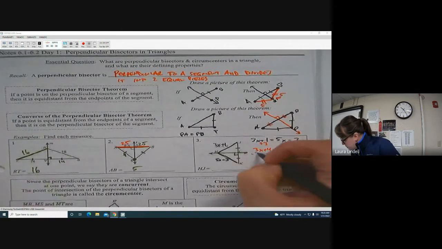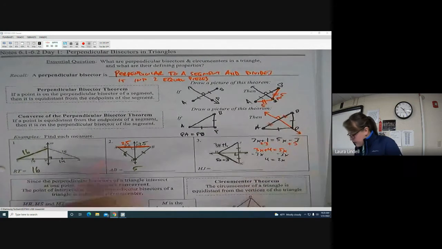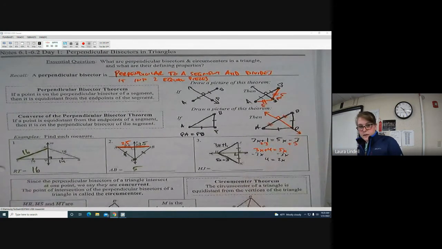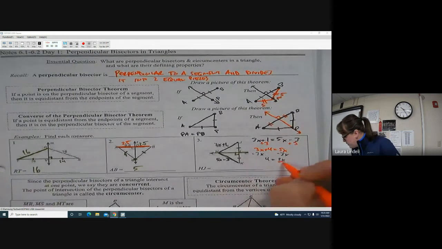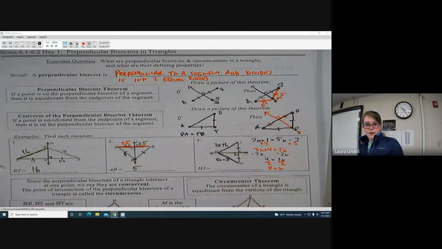Minus 3x on both sides. We get 4 equals 2x. And then we divide by 2. So we get that x is 2. But we were not asked for x.